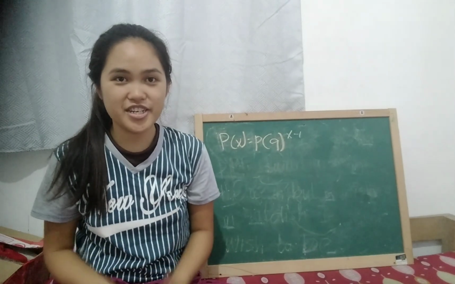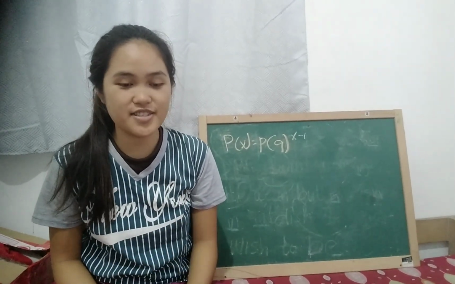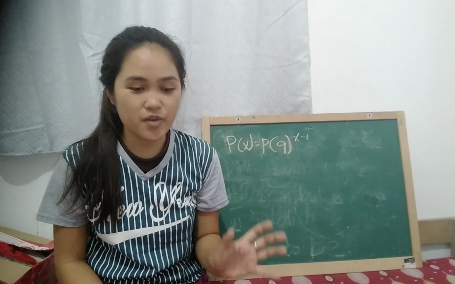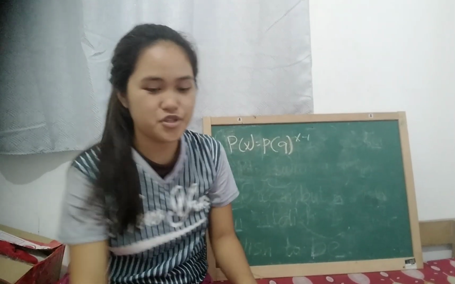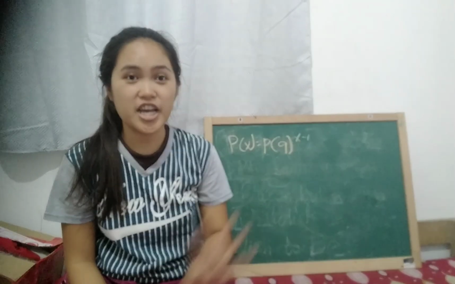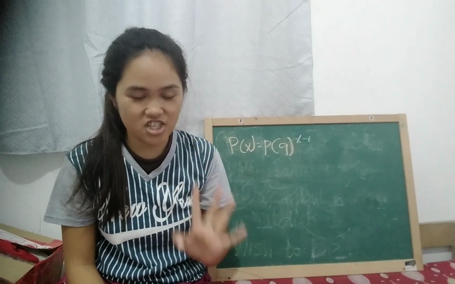Good morning everyone. Our topic for today is all about the more discrete probability distribution. Now we are going to discuss the geometric distribution. The geometric distribution is a discrete probability distribution and it should satisfy four conditions.